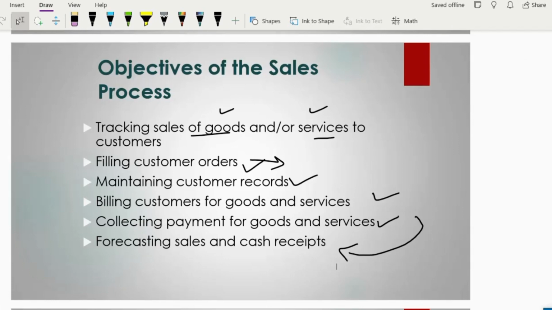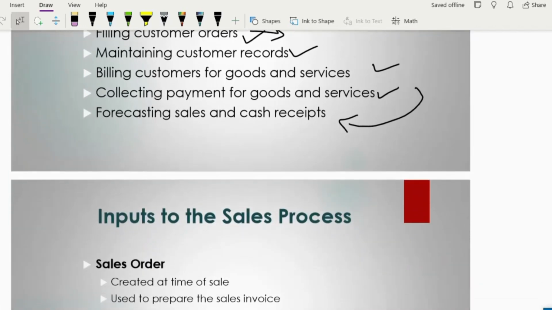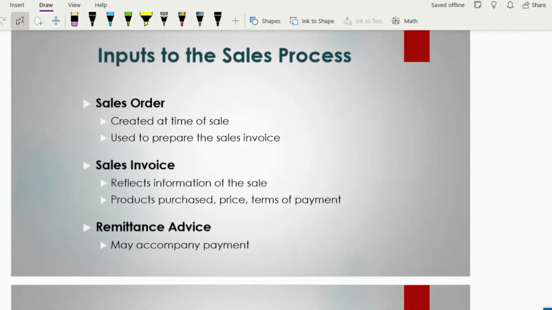Now, a few minutes back, I told you that we need a source document to enter the data in the system. Those documents are known as input documents. So what are the input documents for the sales process? The inputs for the sales process include the sales order. Firstly, this order is created at the time of the sale, and we will be using this document to prepare the sales invoice. So what is a sales invoice? Sales invoice is another input for the sales process that shows the information about the sales.